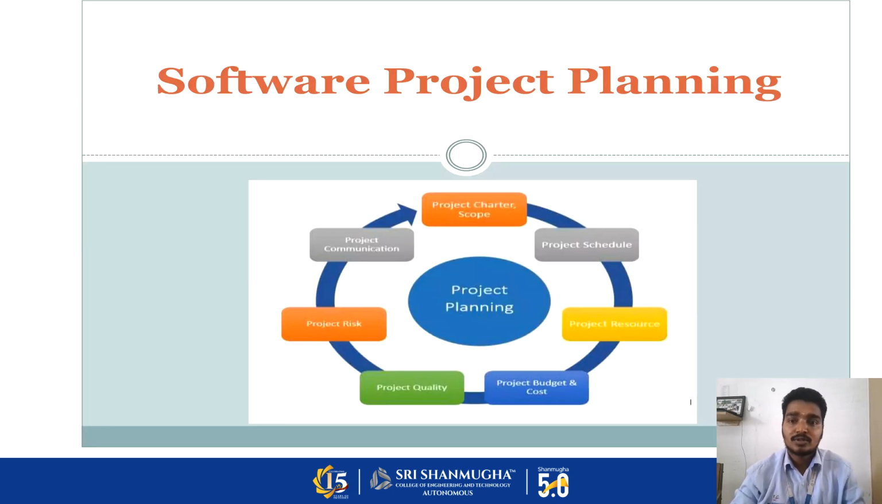So, the software project planning diagram. First of all, we see the project charter and scope, next the project schedule, next project resource, the project budget and cost, project quality, project risk, and project communication. So, it involves the project planning methods. So, what is project charter and scope? Why the software is needed, and how to implement it in the future. That is the main scope and the project start and scope.